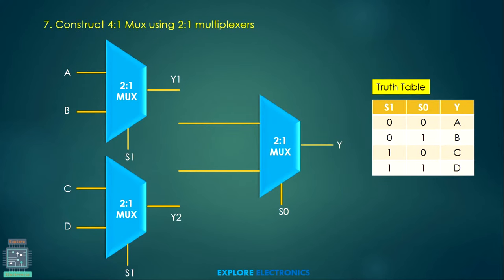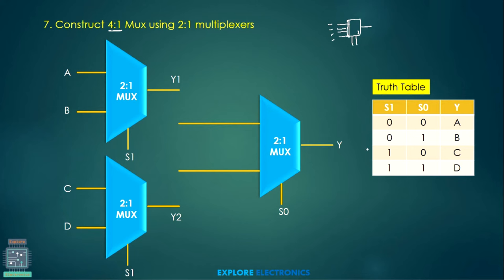Then, construct a 4:1 multiplexer using 2:1 multiplexers. These are common questions they will be asking multiple times in exams, MCQs, and competitive exams also. So here we require 3 2:1 multiplexers to construct a 4:1 mux. We know a 4:1 mux is a device that will have 4 inputs, and we require 2 select lines to select these 4 inputs as output.